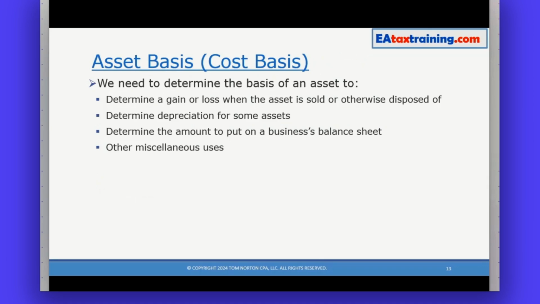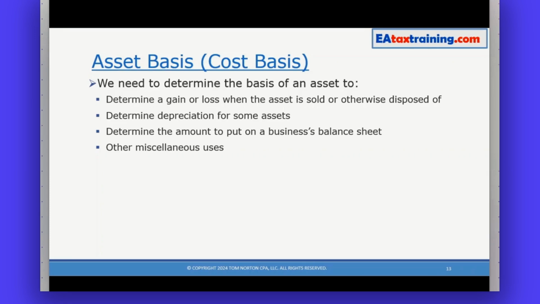Next, to determine the amount to put on a business's balance sheet. So when you have a business asset, you're going to have something called a balance sheet, which we'll talk about in part 2. And you need to know the amount to put on the balance sheet for any particular asset. And what we use for that is that asset's basis. And then there are other miscellaneous uses for which we need basis.